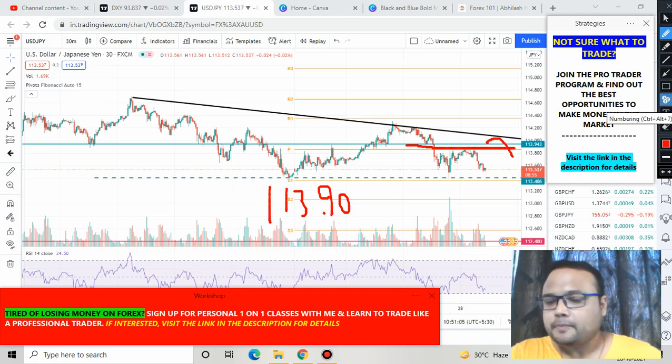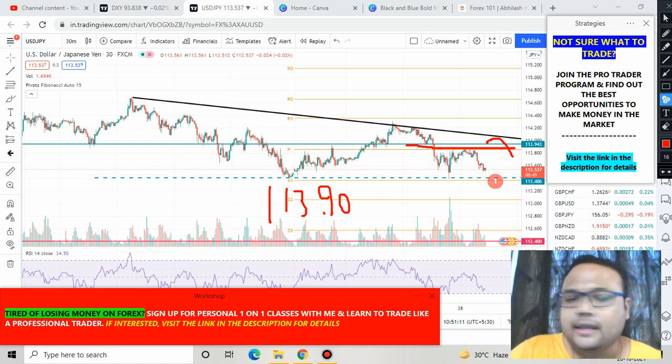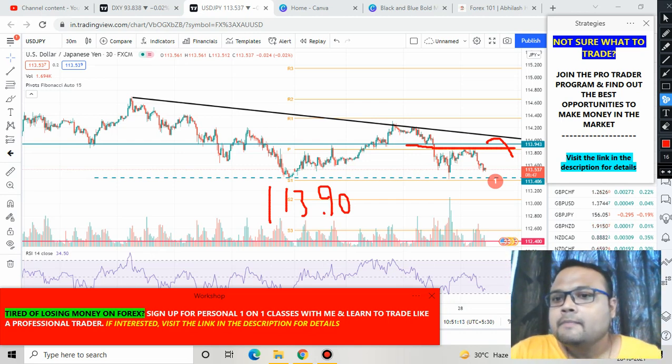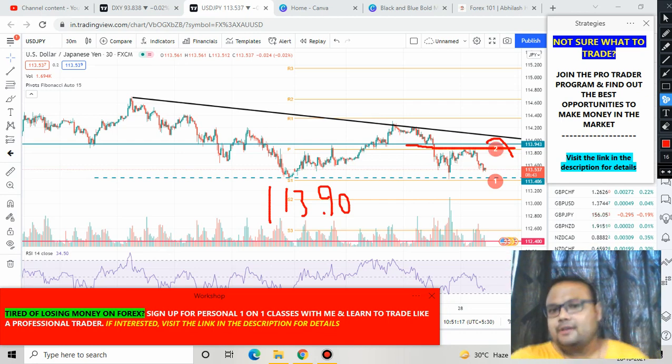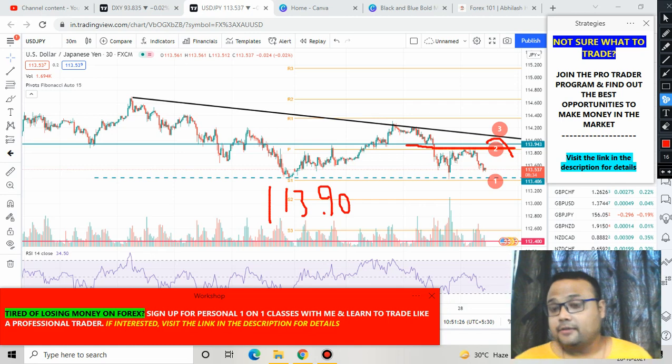So the first opportunity is 113.40. If the market bounces and goes up from here, we can take a buy. On the other hand, if the market goes up and reverses from the 113.90 level, we can take a sell position. If the market breaks that level, the next opportunity to short the market is at the 114 level in the form of this trend line. So these are the trading opportunities that I see on the chart of USD JPY right now.